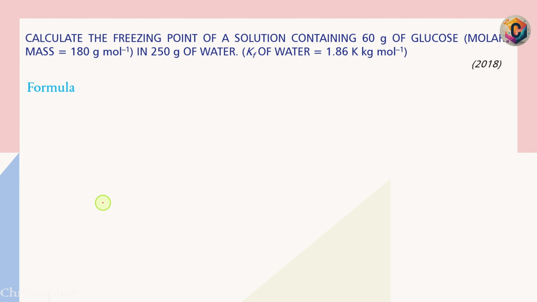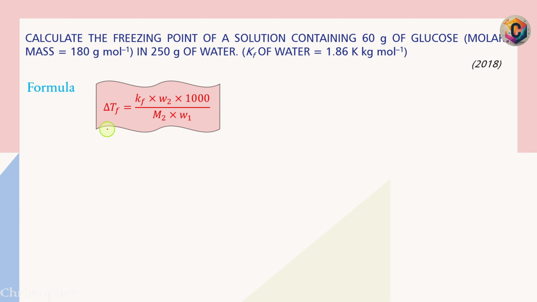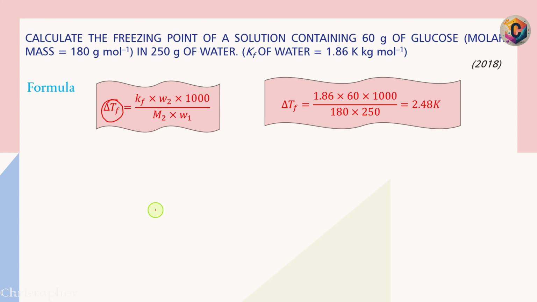So how to find this? The same formula we used before. I need to find the lowering of freezing point of the solution, so I'm going to use this equation as it is. I'm going to substitute all the data. Kf value is 1.86 and the W2 value is 60 gram. Here the M2 value is 180 and the weight of solvent is 250.